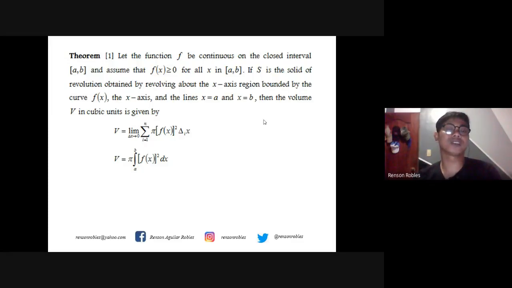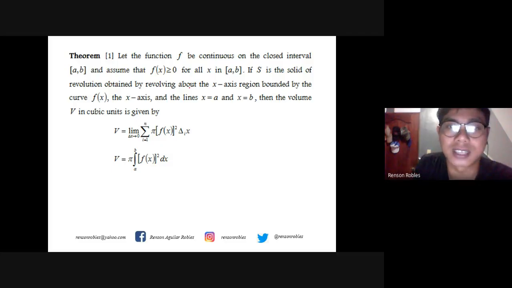If we let the function f be continuous on the closed interval [a, b], and we assume that f of x is greater than or equal to 0 for all x in the closed interval [a, b], and if S is the solid of revolution obtained by revolving the region bounded by the curve f of x, the x-axis, and the lines x equals a and x equals b, then the volume V in cubic units is given by this.